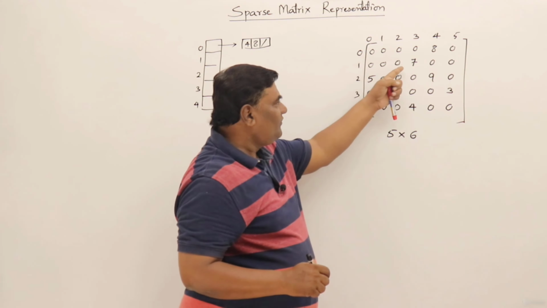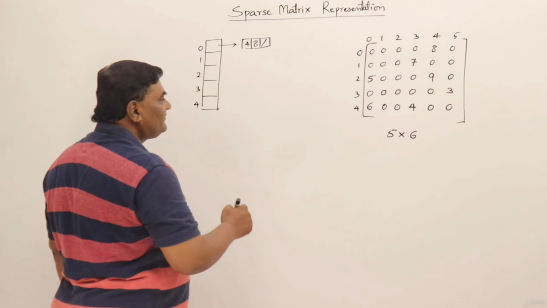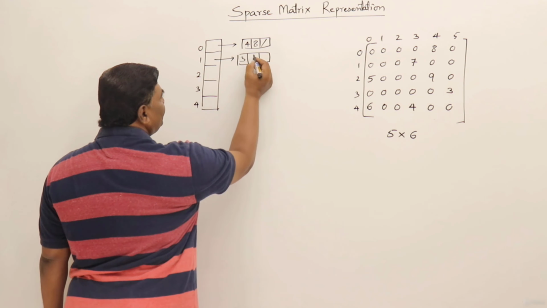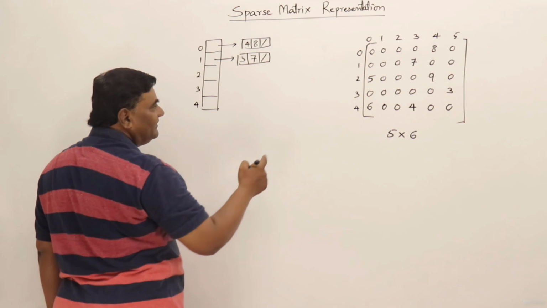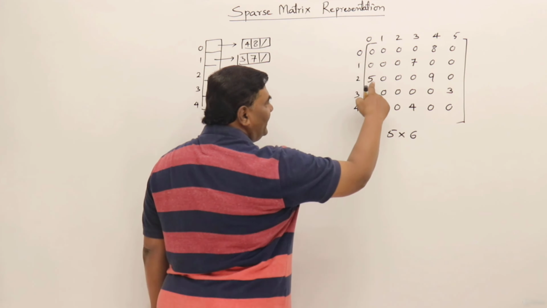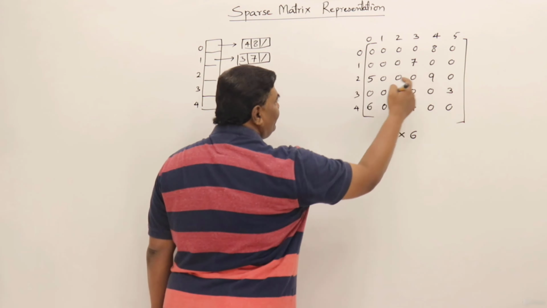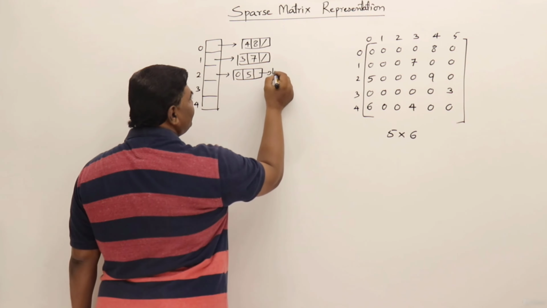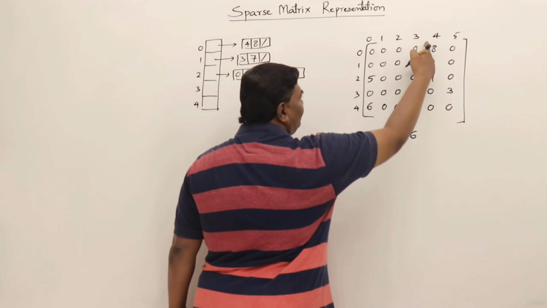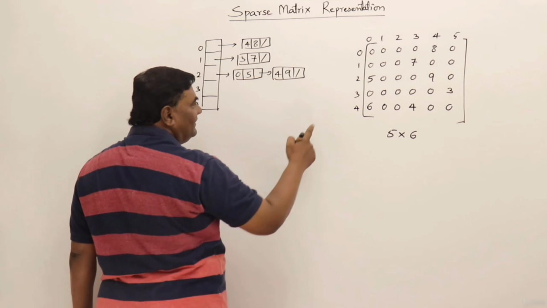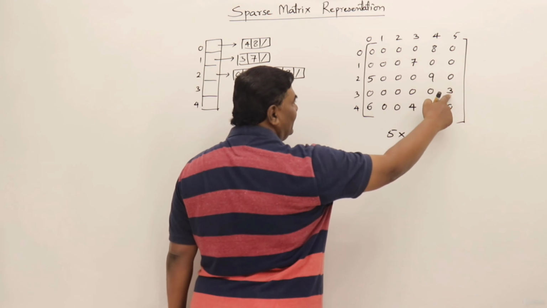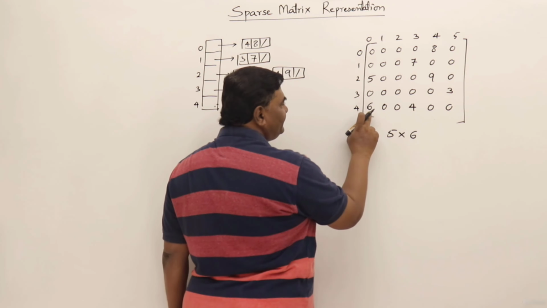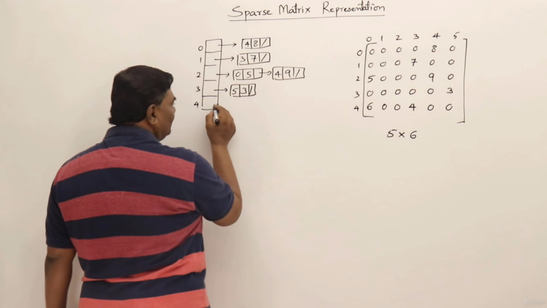Then next row, row 1, there is one non-zero element at column 3. So column 3 element is 7 and this is null. Then in row 2, we have two non-zero elements at index 0 and 4. At column 0, the value is 5, and next at column 4, value is 9. The next row, we have an element at column 5. Then in this row, we have two non-zero elements at column 0 and column 3.